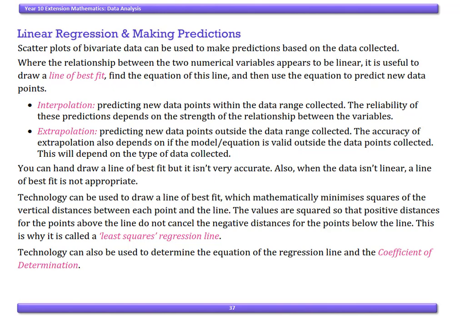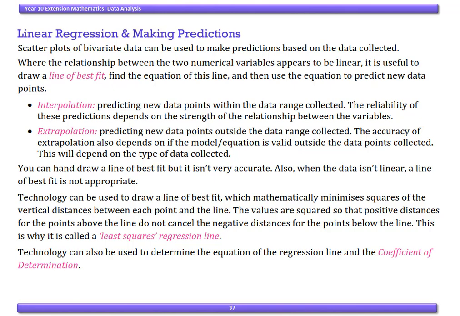We might do an experiment and say, this is our temperature between these time values. Well, what would we expect our temperature to be when the time was this? Or if the temperature is this, what time would that occur? They're the kind of things we're trying to do, making predictions. So where the relationship between the two numerical variables appears to be linear, it's useful to draw a line of best fit, as you just saw with those correlation graphs. Then we can find the equation of the line, and then we can use the equation to predict new data points.